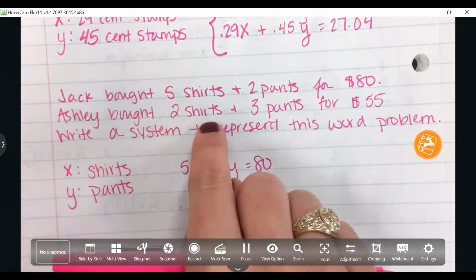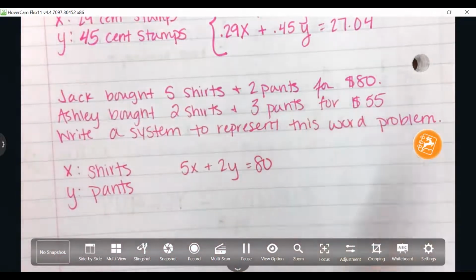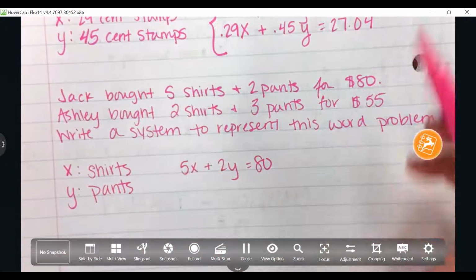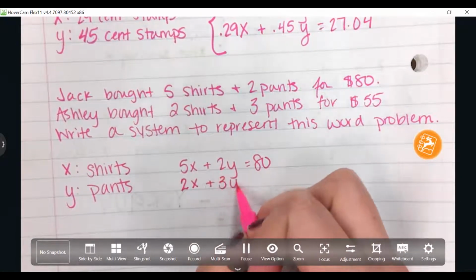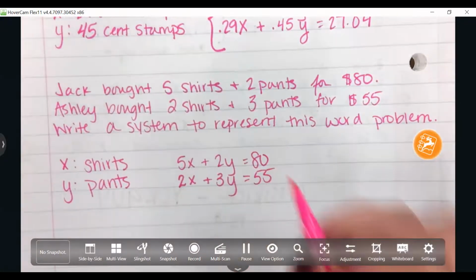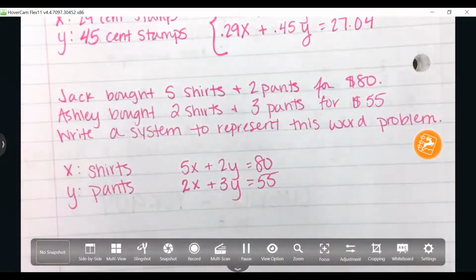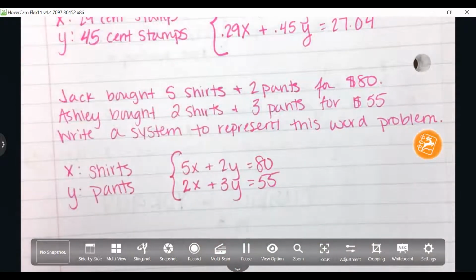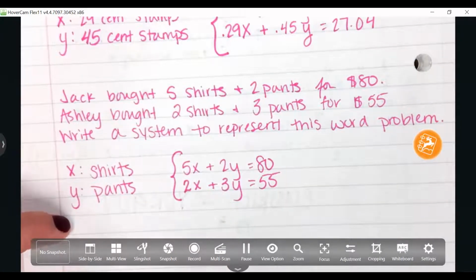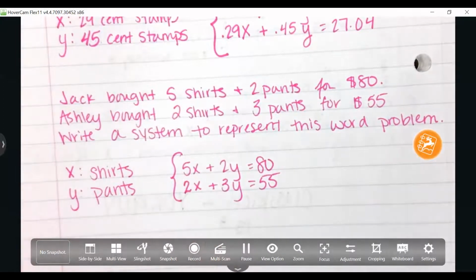Ashley bought 2 shirts and 3 pants for $55. How do I write that equation? 2x plus 3y equals $55. Am I solving anything? No, so that is my system. Now, what happens if I had an X, a Y, and a Z? How many equations do you think I'd have to have? 3. So if I have 3 letters, I need 3 equations. If I have 2 letters, I need 2 equations, okay?